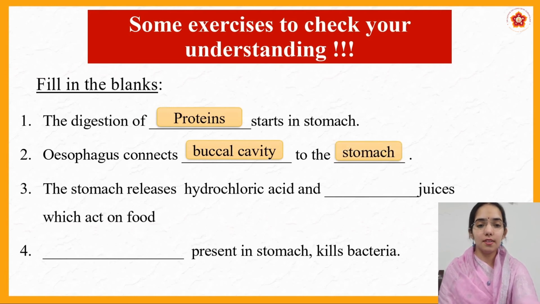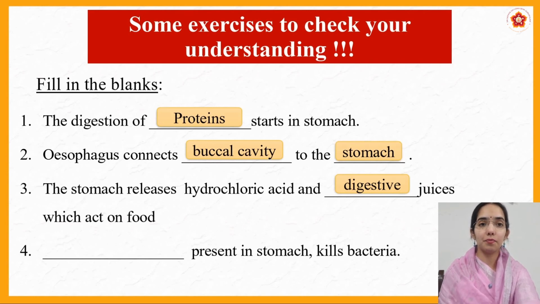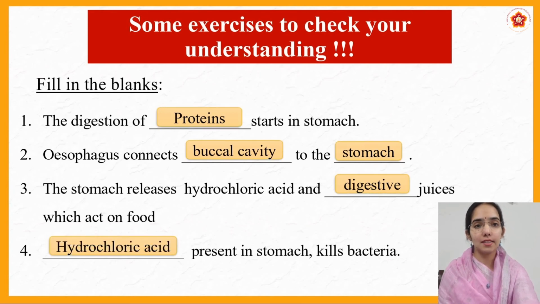The stomach releases hydrochloric acid and dash juices which act on the food. So what kind of juices does it release? Yes, digestive juices. Dash present in the stomach kills bacteria. So which secretion helps to kill bacteria in our stomach? Yes, it is the hydrochloric acid.